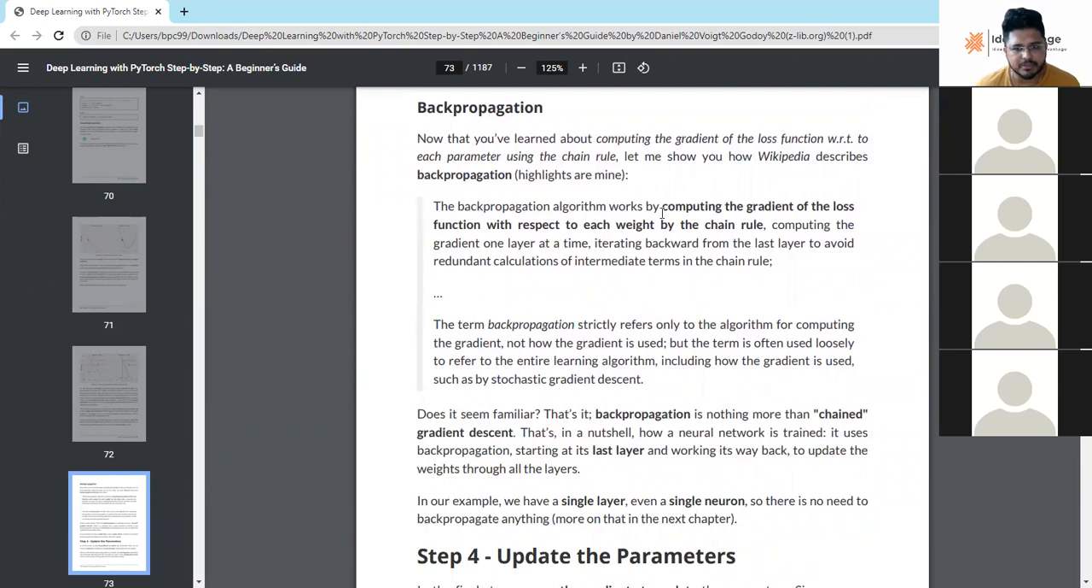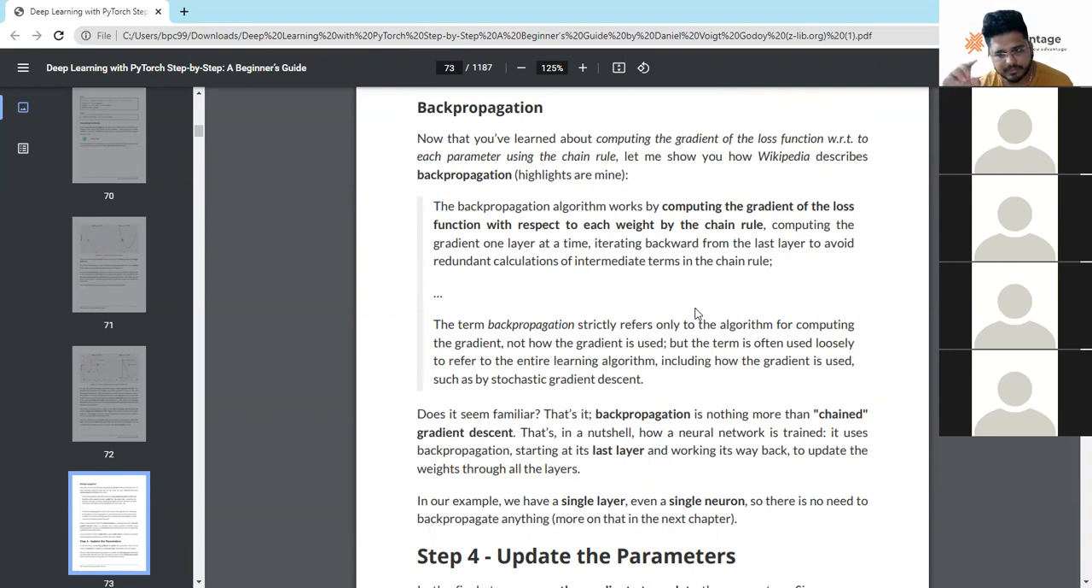The back propagation algorithm works by computing the gradient of the loss function with respect to each weight by the chain rule, computing the gradient one layer at a time, iterating backward from the last layer to avoid redundant calculations of intermediate layers. Now one thing you have to remember here, that I have shown you linear regression. Linear regression is actually a single layer deep neural network, right? Can linear regression be thought of as a single layer deep neural network with linear activation function?